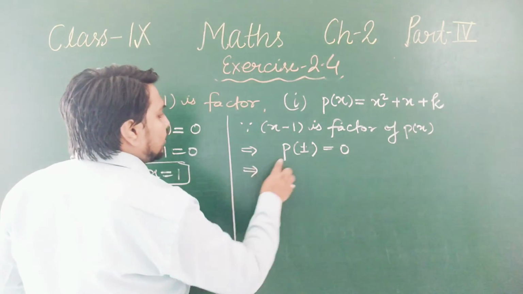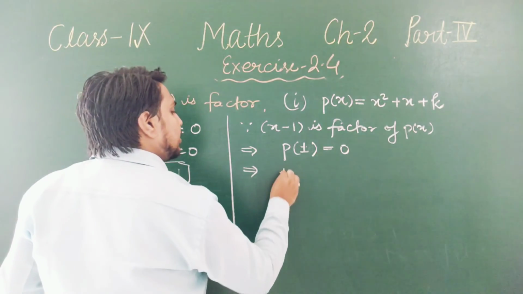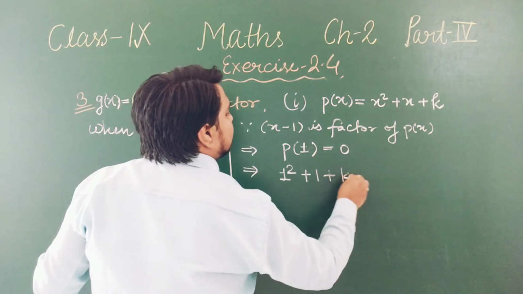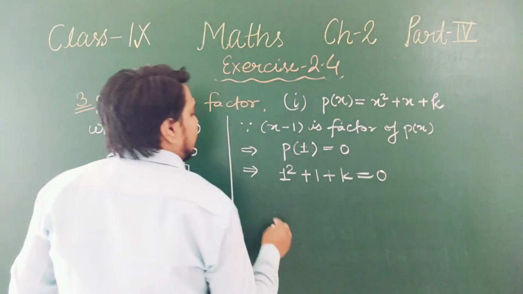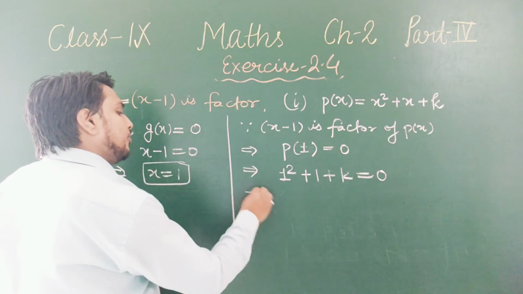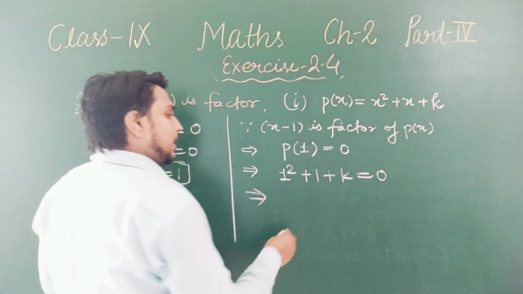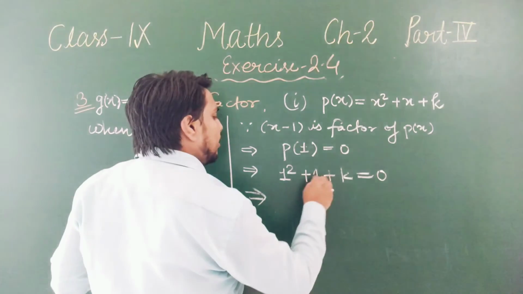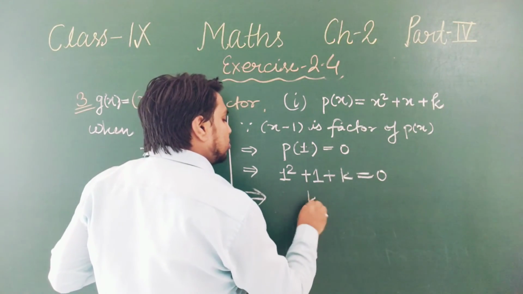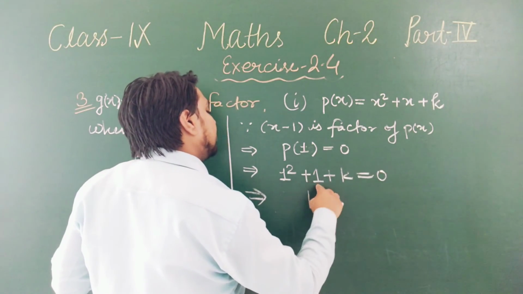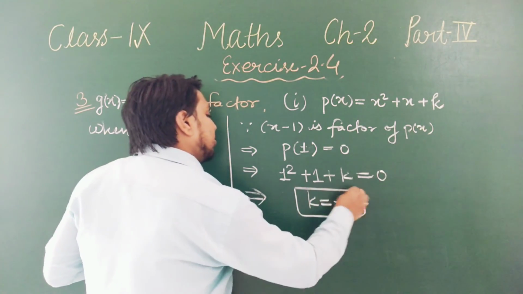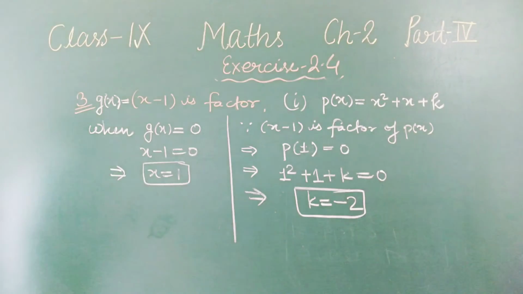So p(1) will be what? Wherever there is x, you will put 1. It will be 1 square plus 1 plus k, and it should be equal to 0. In this equation only one variable is there, that is k, and we can find the value of that. 1 square will be 1, plus 1, that will be 2. So the value of k will be: 1 plus 1, 2, shifted to the right hand side, and hence the value of k is coming minus 2.